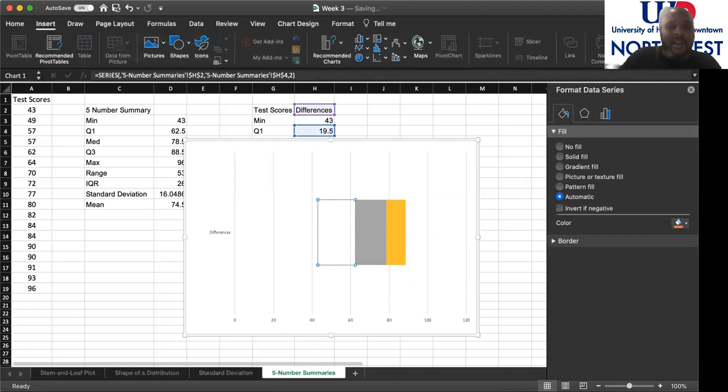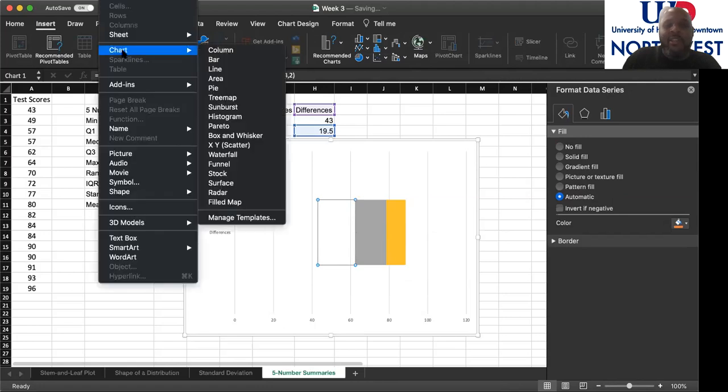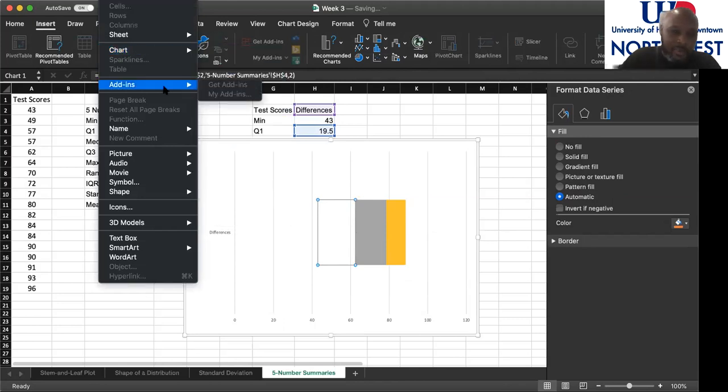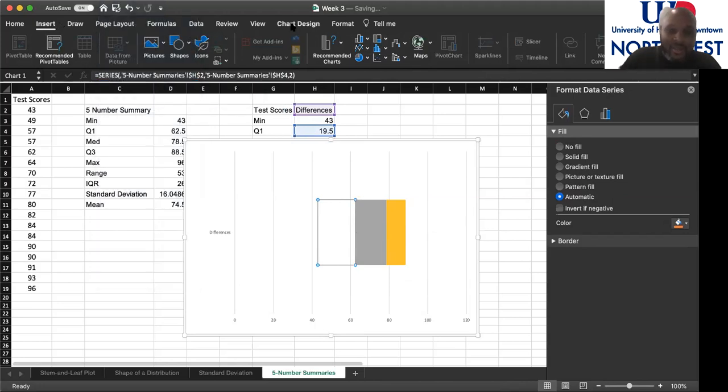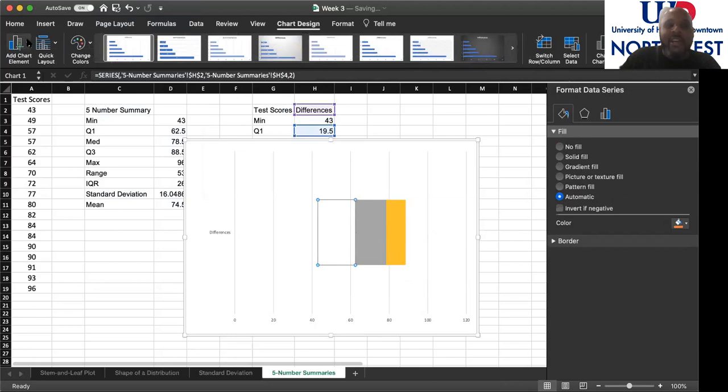I couldn't find it on mine earlier. I had to go to insert up here to do it. You're gonna insert a chart. Where is it at? I gotta find it again, you guys. One second. Oh, add chart element. You're gonna go to add chart element. It's under your chart design, by the way.